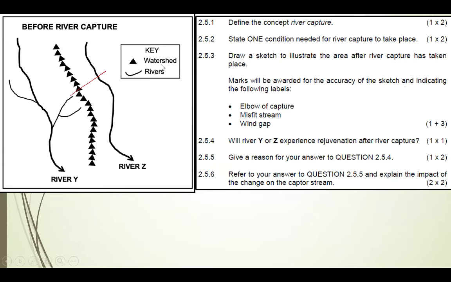Will river Y or river Z experience rejuvenation? What is rejuvenation? It is when the river renews its erosive ability, or when a river begins to erode vertically again. We call that process river rejuvenation. Now, the same question 2.4, 2.5: will river Y or river Z experience rejuvenation?